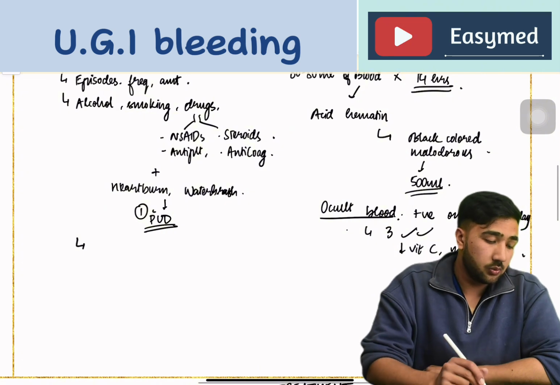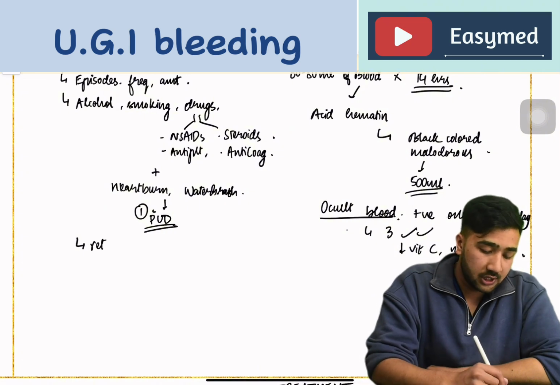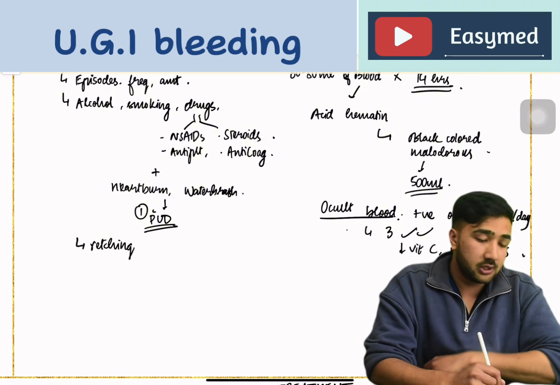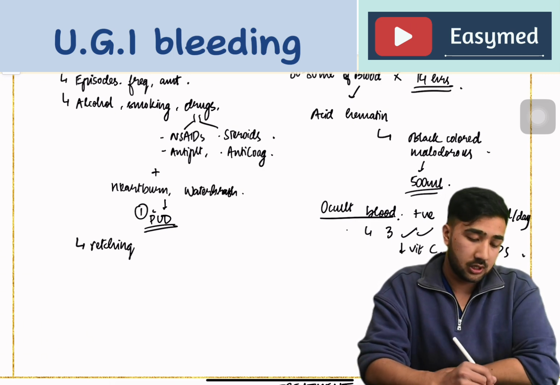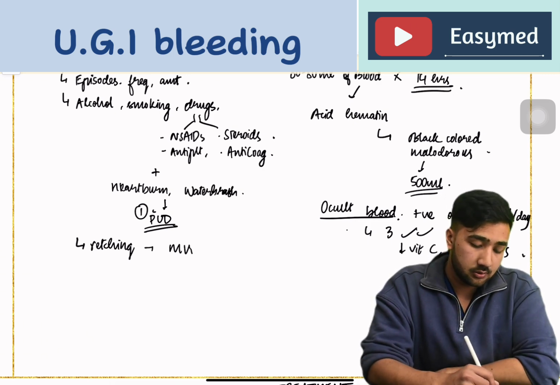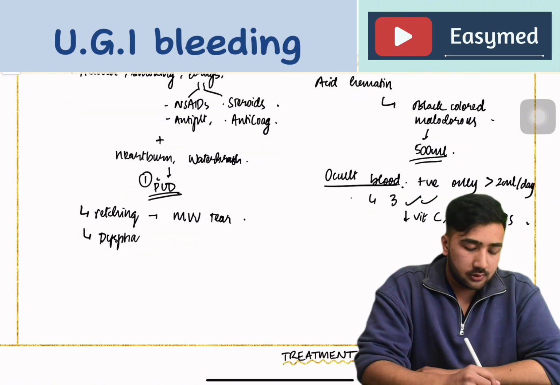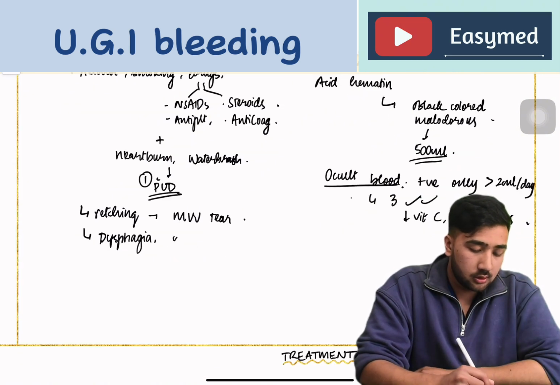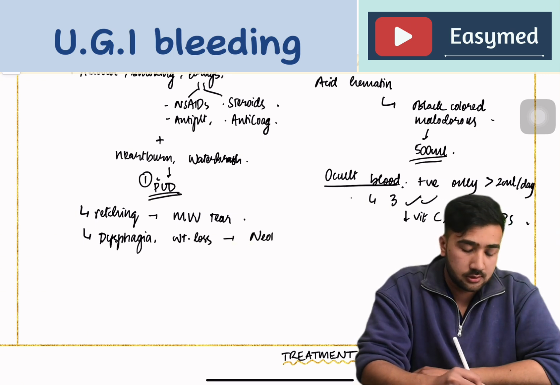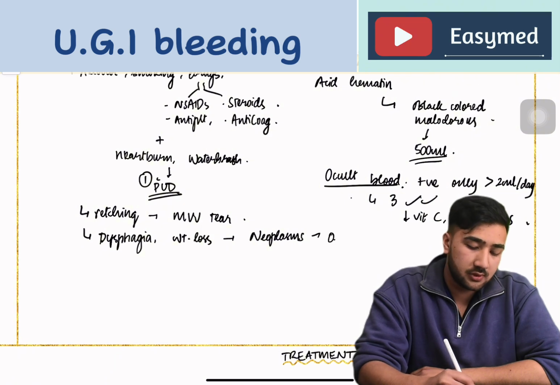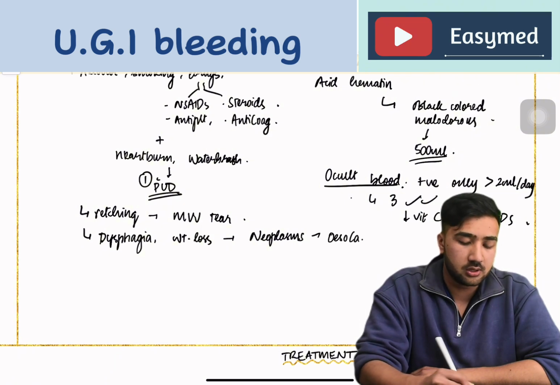Next, we also have to look for history of retching. If there is presence of retching and upper GI bleeding, then we have to suspect Mallory-Weiss. History of dysphagia along with weight loss, then we have to suspect neoplasms. Neoplasms can be either esophageal carcinoma or gastric carcinoma.